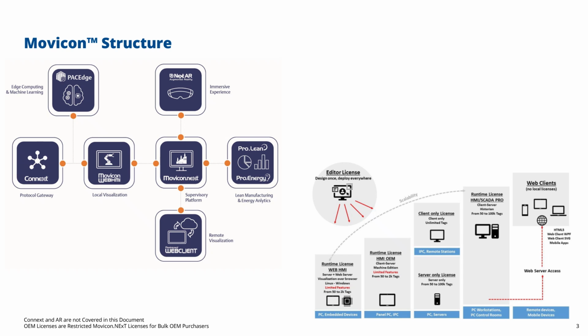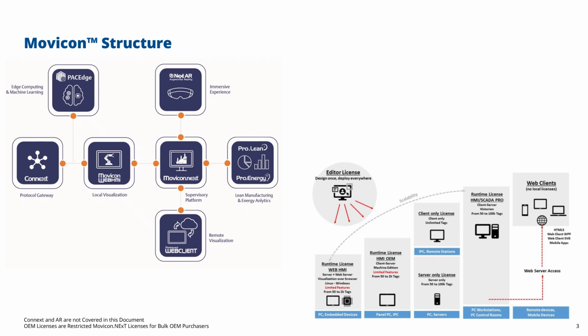Moving to the right, we have Movicon.NExT, which is the Windows-based supervisory platform using the Windows Presentation Framework for graphics. And this includes options for augmented reality, as well as a web client for remote visualization. And then we can add on lean manufacturing and energy analytics with Pro.Lean and Pro.Energy.